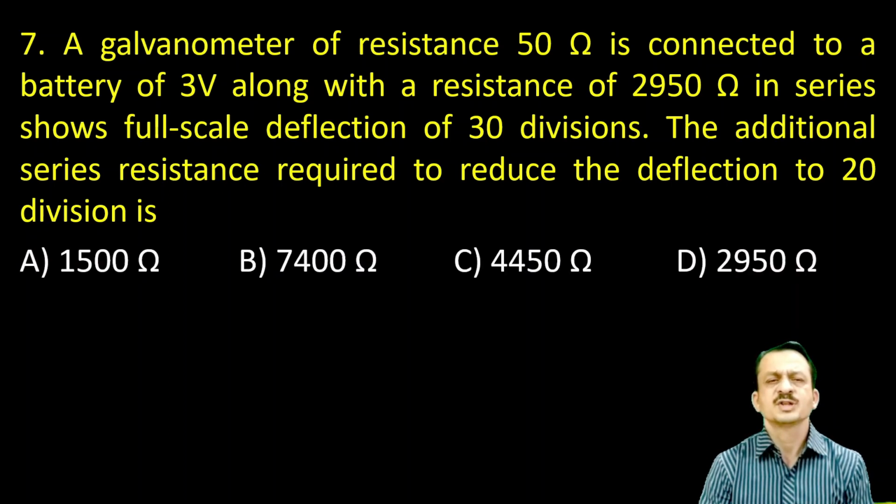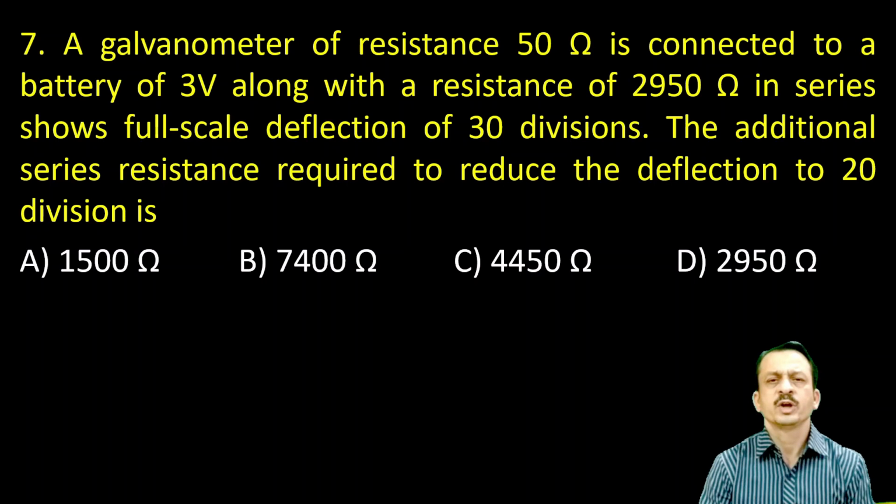The options are A 1500, B 7400, C 4450 and D 2950 ohms. Now in the first case, galvanometer is having a full scale deflection for 30 divisions. Okay, we know that the resistance to be connected R is equal to V by Ig minus Rg.